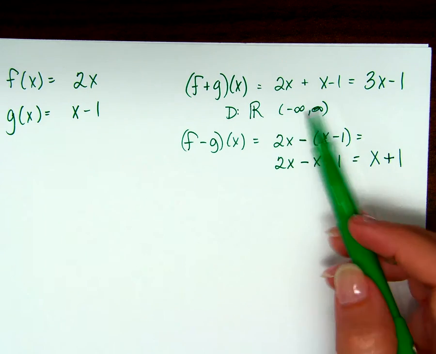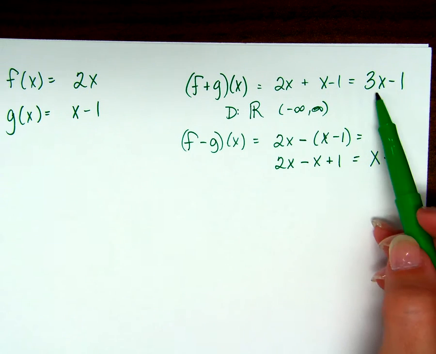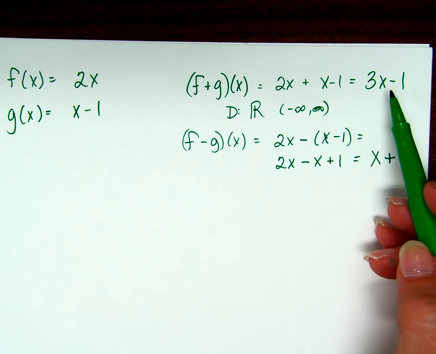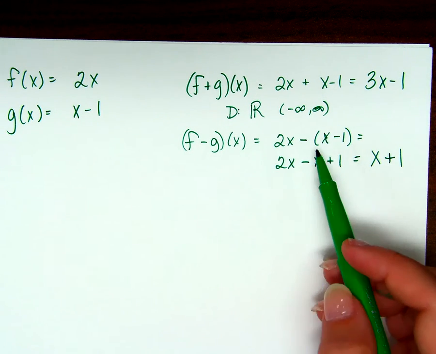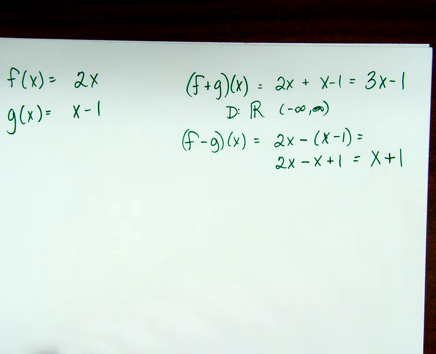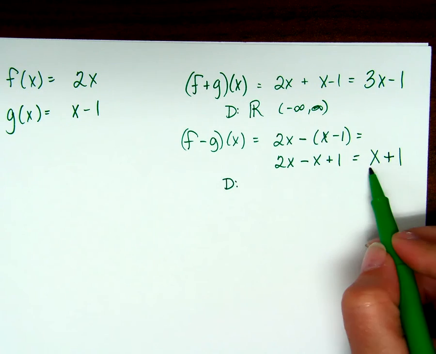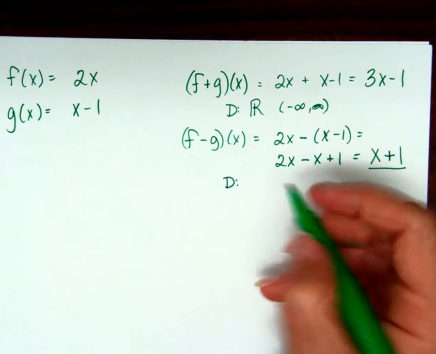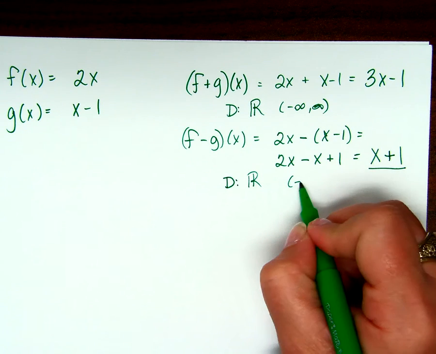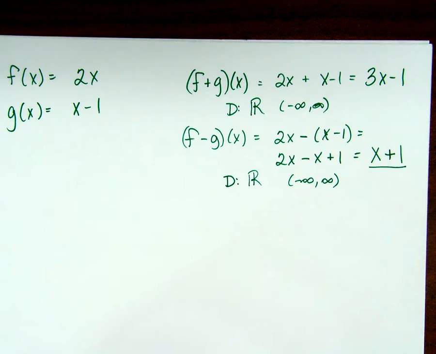If I take a linear function and add it to a linear function, does it make sense that I would get a linear function? If I take a linear function and subtract a linear function, does it make sense that I would get a linear function? What's the domain of this new function right here? All real numbers, or negative infinity to positive infinity.